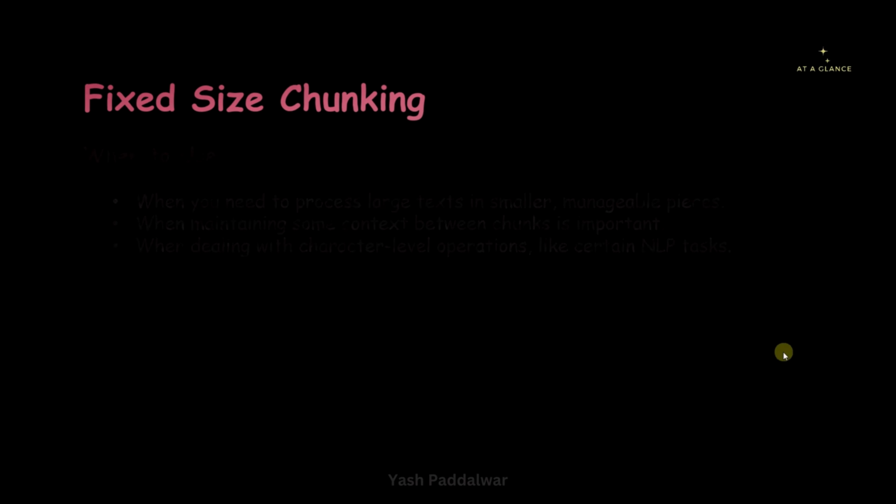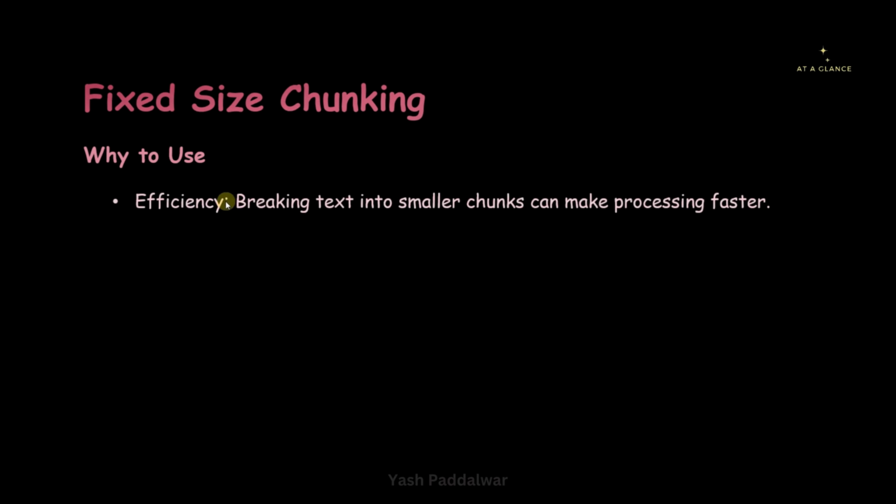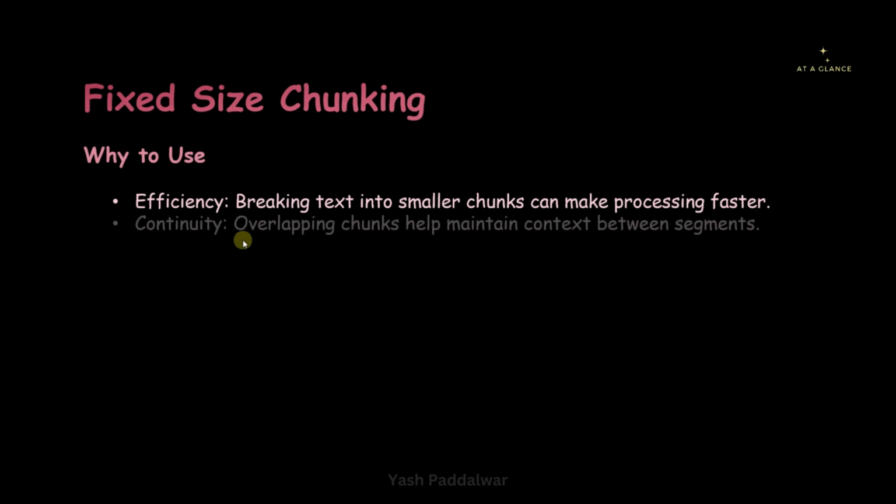Now let's move on to see why to use the fixed size chunking strategy. The first and foremost reason is efficiency. Breaking text into smaller chunks can make processing faster. We have seen this in detail in the previous video, how it makes the processing faster instead of providing the entire large document as an input in the RAG pipeline. So this is the first reason, that is efficiency. The next reason is continuity. Overlapping the chunks helps to maintain the context between the segments. It will maintain the continuity.